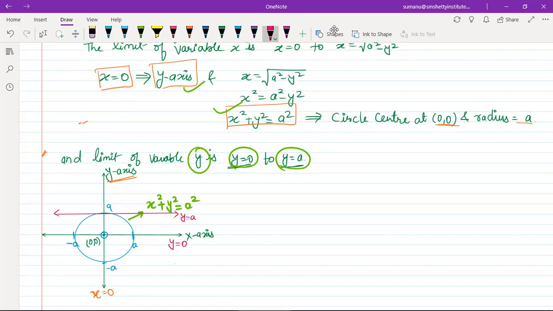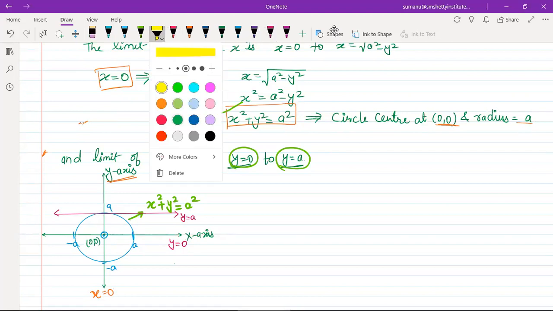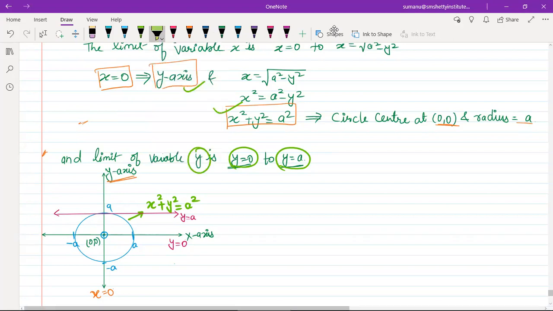Where would be my common region? Where is my common region? Is it going to be this? Or this? Or this? Which quadrant will my common region lie in? Since that line is in the first and second quadrant only, because of the line y equals a.